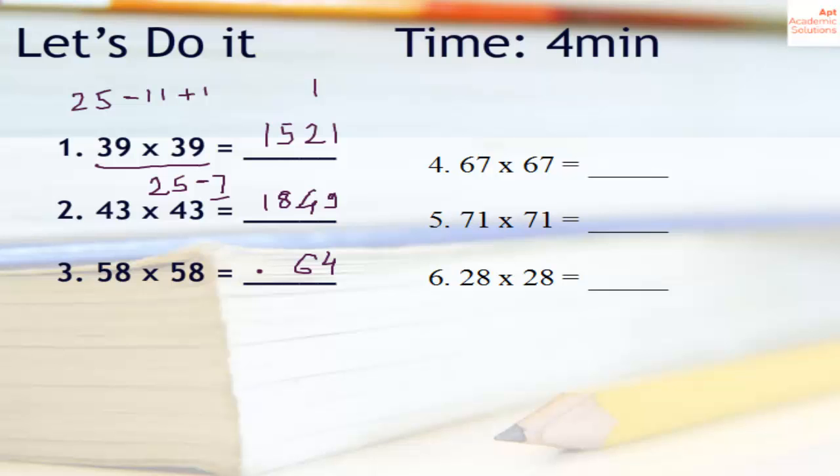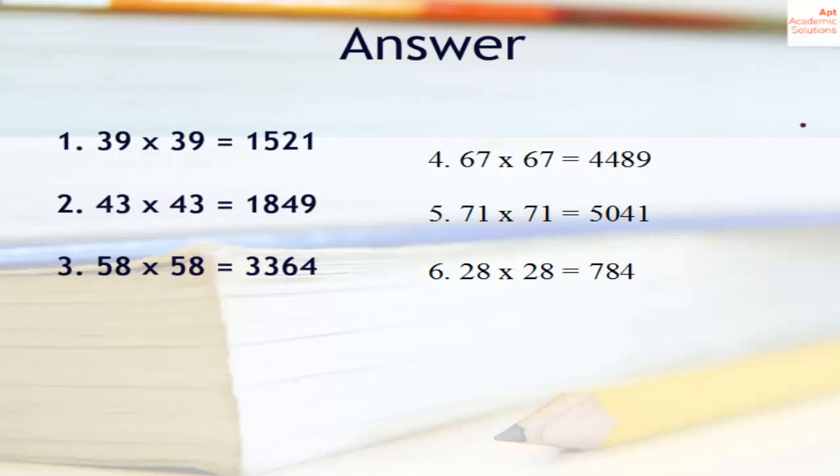And for left hand side, what we have to do? 25 plus 8. So 25 plus 8, it makes 33. So that is the answer. Easy. Now you can do it for the rest of the 3. Time given is 4 minutes, but I am sure you need less than it. Do it. Now here is your answer.